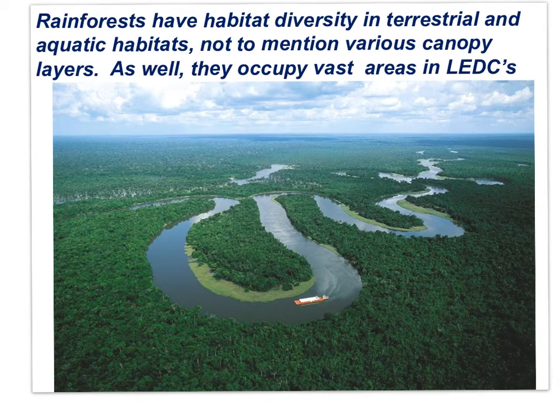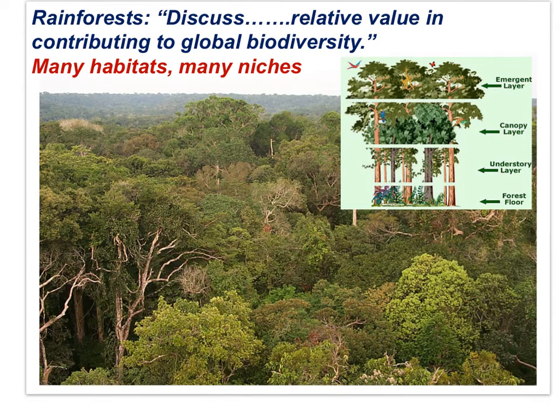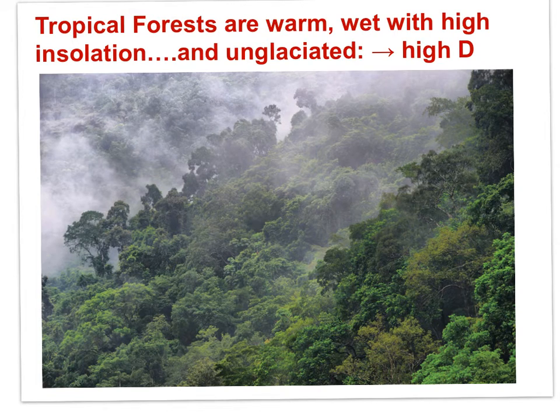Stay tuned. Rainforests have high global biodiversity, in part because the foliage height diversity creates many niches. The complex ecosystem, like the rainforest, has variety in the nutrient and energy pathways, and this contributes to its stability. Tropical forests are warm and wet, with high sunshine, high insolation, and historically they've been unglaciated, thus undisturbed, allowing their complexity to develop.